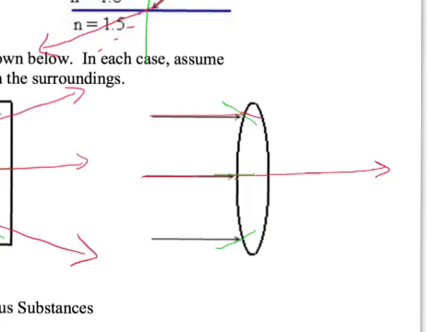Now this other one comes in this way, and instead of going straight this way, it's going to bend towards the normal. So it's going to have to come up this way, just as this one's going to come down this way. So I think you can see what's going to happen, but let me just draw it.